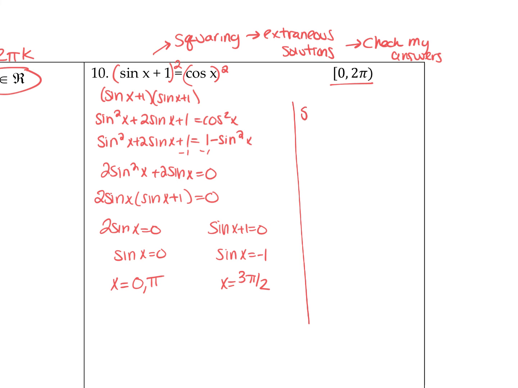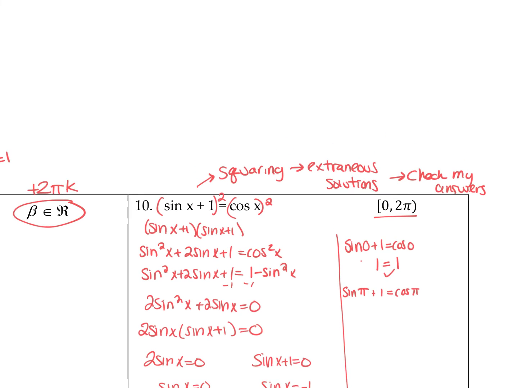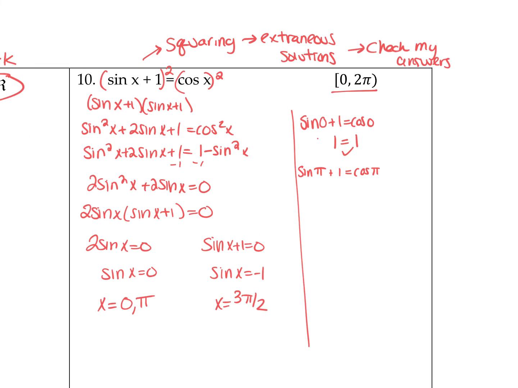So I'm going to have sine of 0 plus 1 would equal cosine of 0. Well, sine at 0 is 0. 0 plus 1 is 1. Cosine at 0 is 1, so that's true. Sine of pi plus 1 should be equal to cosine of pi. Well, sine at pi is 0. So 0 plus 1 is 1. Cosine at pi is negative 1, so this is not going to work.